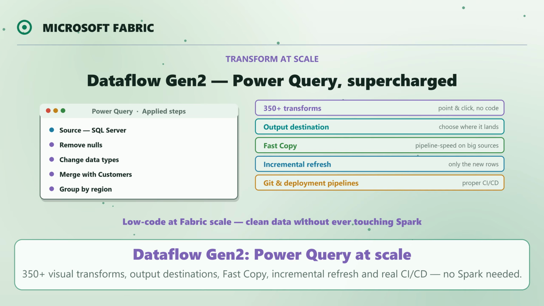Compared to the old Gen 1 dataflows, Gen 2 adds a lot that matters in production. You choose an output destination for where the clean data lands, a lakehouse, a warehouse, wherever you point it. Fast copy gives you pipeline-speed loads on big sources. Incremental refresh updates only the new rows. And it supports proper CI/CD with Git integration and deployment pipelines, so your transformations are versioned and promotable across workspaces. The headline is this: you get genuine, low-code transformation at big scale without ever writing or touching Spark.